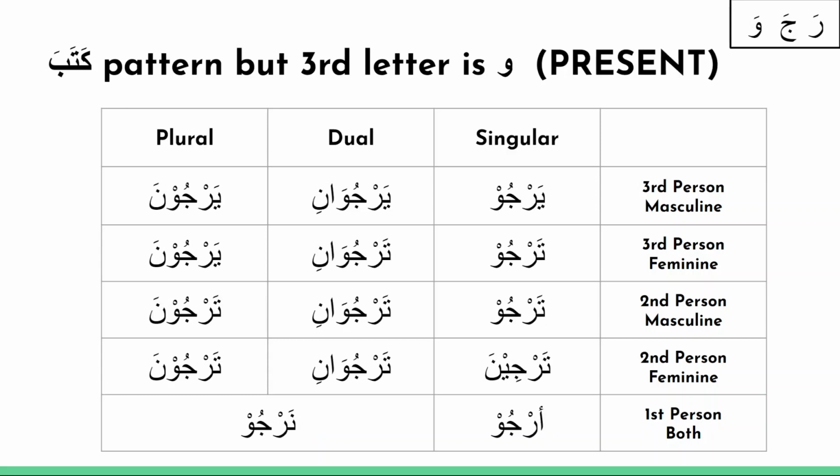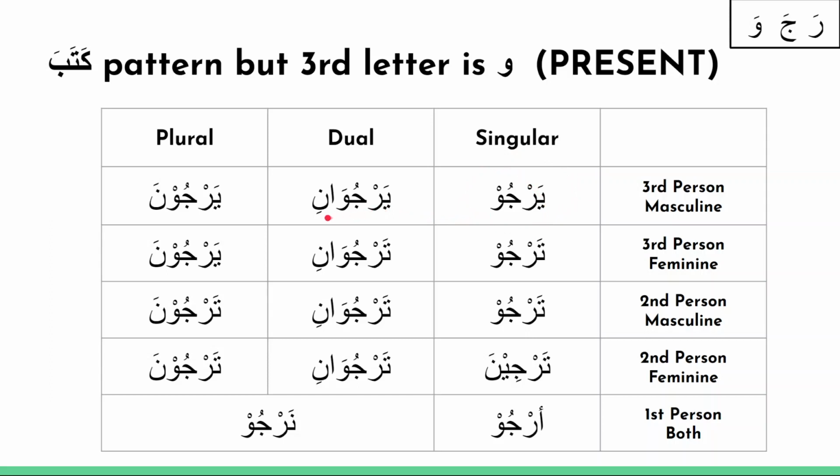Let's move on to present tense. Present tense, we'll start with again the same root letters. We notice that we see all of the root letters in the present tense. Yaruju. We don't say yaruju like yansuru, but it's yaruju. We just put a sukun on the final waw in the case of the third person masculine singular.